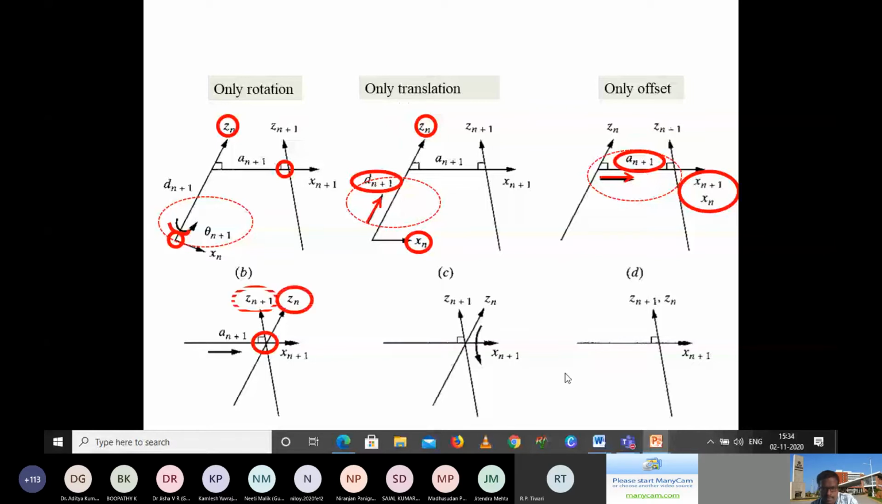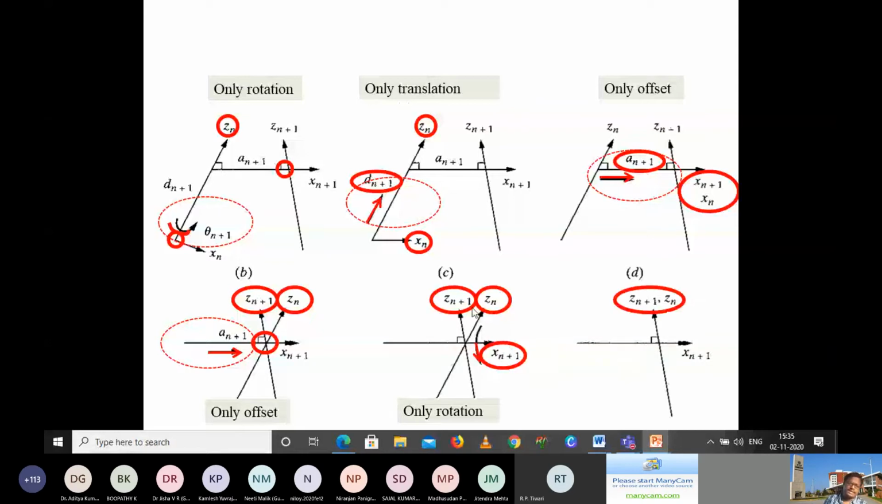Zn and Zn plus 1. And then there is a rotation taking place here. So rotation is taking place with respect to x-axis, that is Xn axis. Now only rotation is taking place, so Zn is aligned with Zn plus 1 axis. So this is the transformation taking place from one joint to another joint in a robot as per the Denavit-Hartenberg method. Okay, so hope you got it.